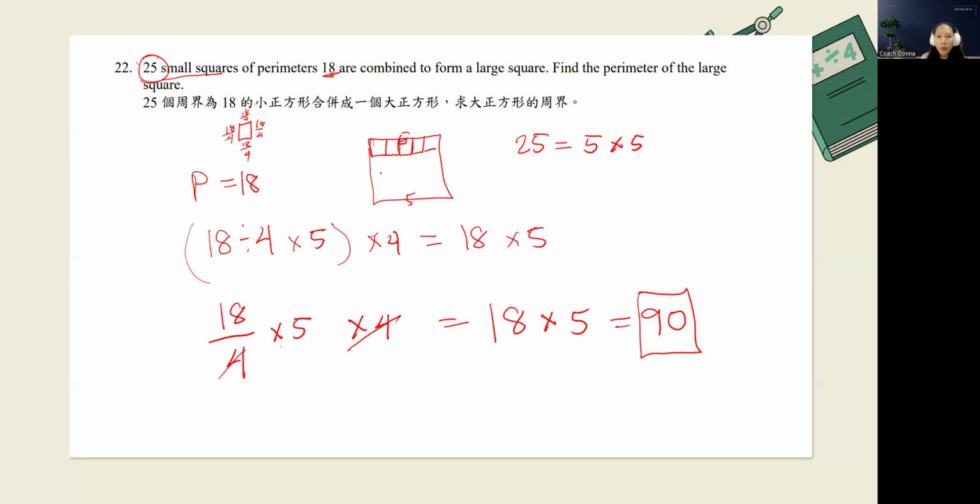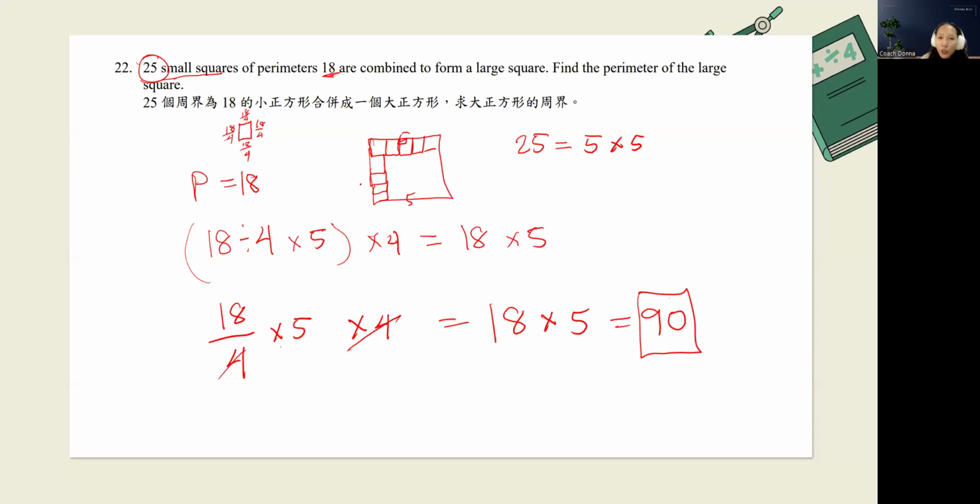Right? The same with this one. 1, 2, 3, 4, and 5. Please assume that what I've drawn are all squares right here. Okay? So again, we want to combine all the 25 small squares to form a large square. And to form a large square, you must have 5 small squares as the width and 5 small squares as the length.